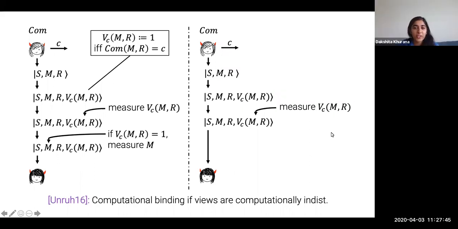A quick clarification on what Vinod just asked. So we do need indistinguishability even if the verification outputs 0. Yeah, that's baked into the definition of the game. Okay.